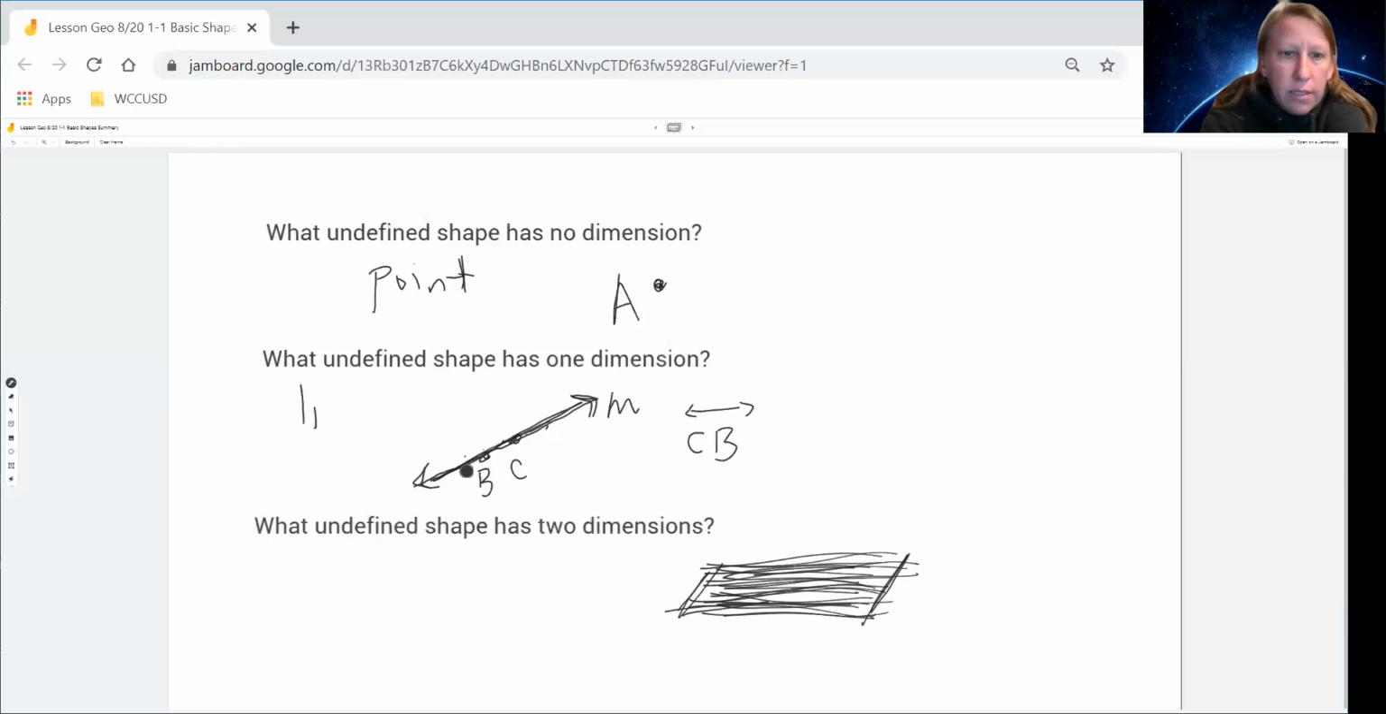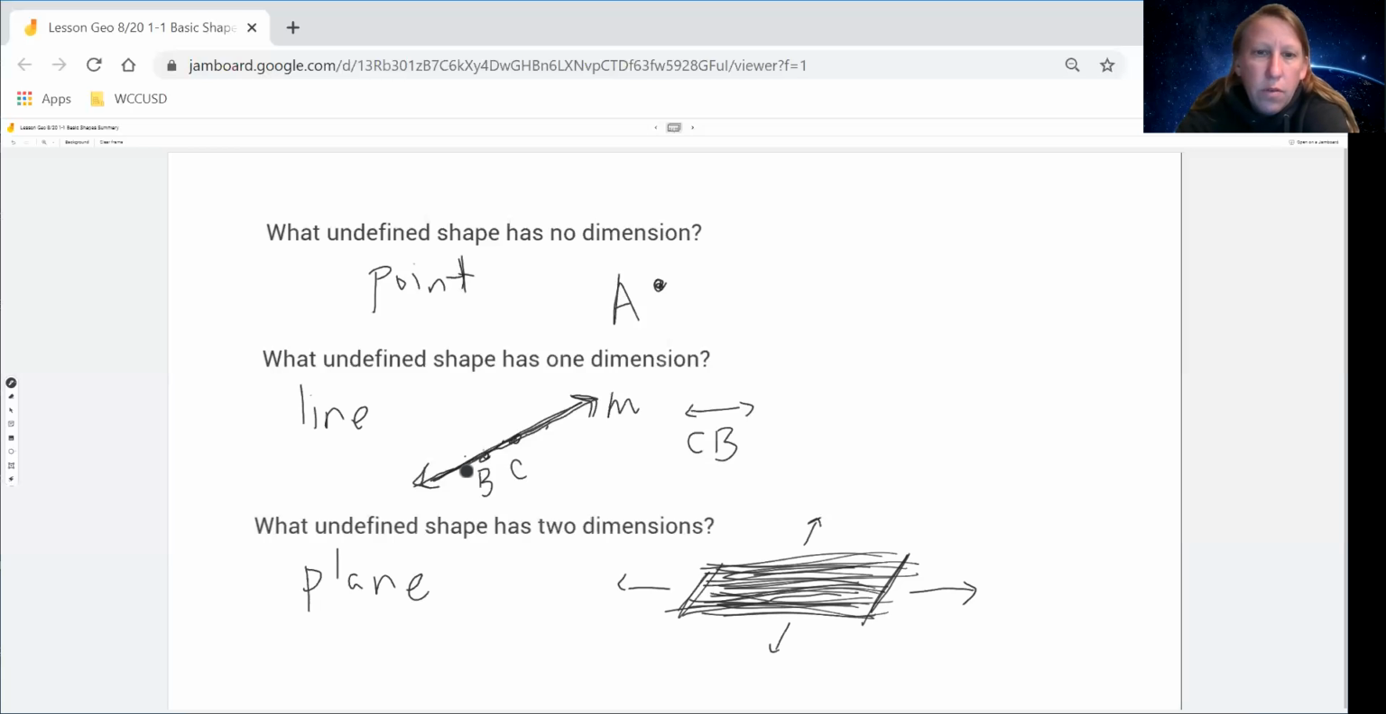So point, line, and plane. Not an airplane, it's a geometry plane. It's a flat surface. It extends in 2 directions infinitely.